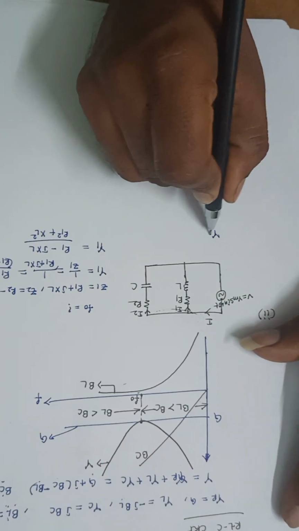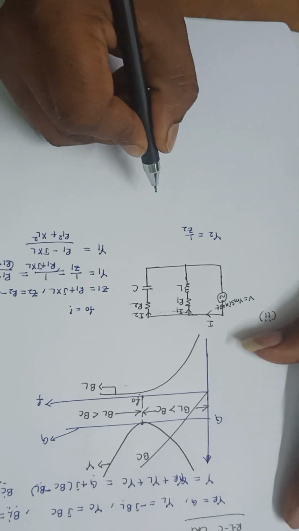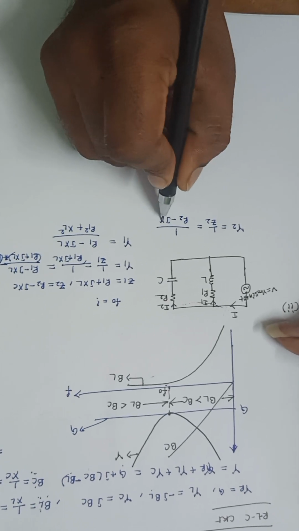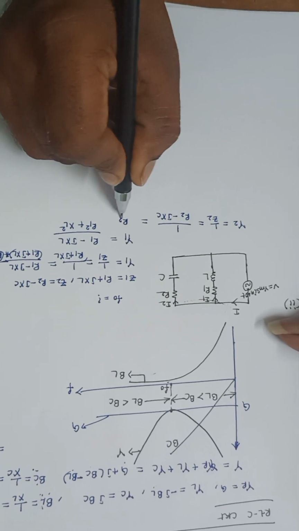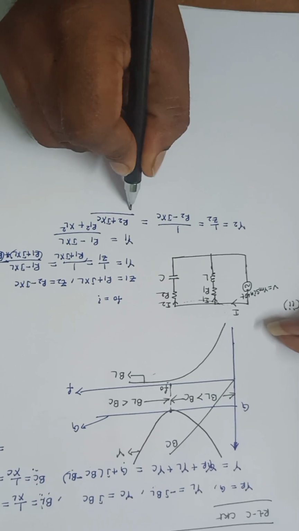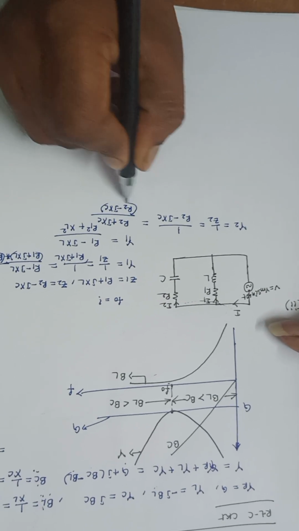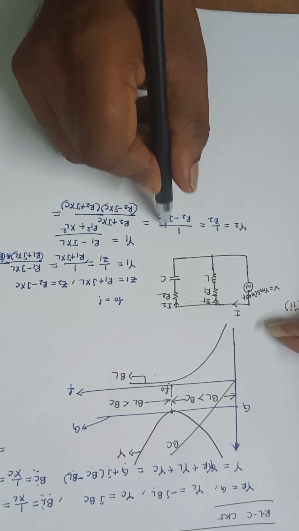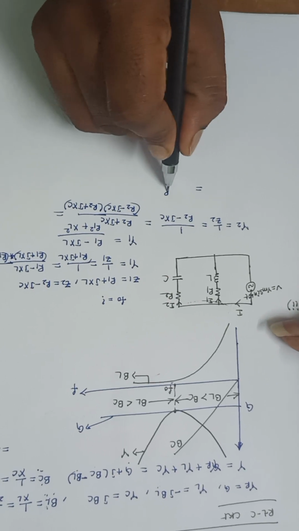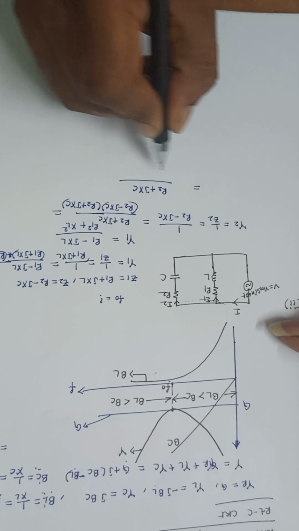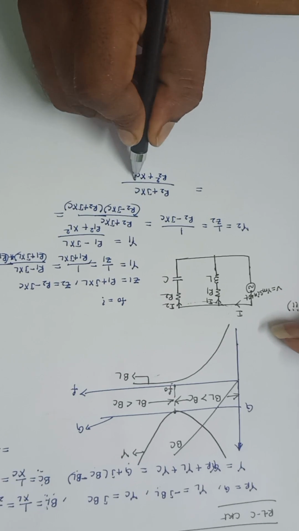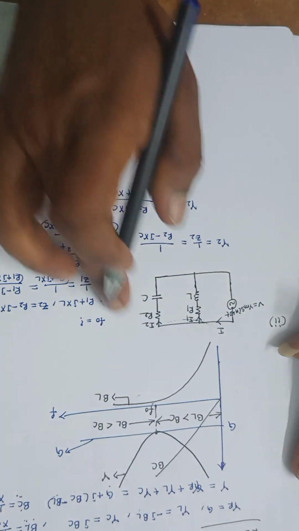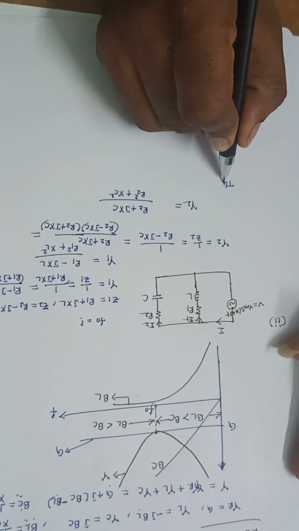Now Y2 is equal to 1 by Z2, that is equal to 1 by Z2, which is nothing but R2 minus J into XC. Factorizing it again, R2 plus J into XC divided by R2 minus J into XC into R2 plus J into XC. This will get cancelled, same thing you got here. So it is R2 plus J into XC divided by R2 square plus XC square. So this is Y2.